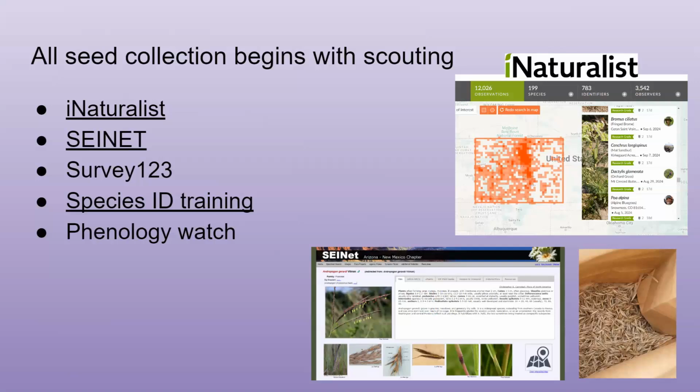Another tool we use is SEINet. Are you guys familiar with this? It's SWColoradoWildflowers.org. And this is a great resource where herbaria specimens are digitized. So if you want to know what's going on in your landscape, you can use it in the same way, go through the map, see what is there.